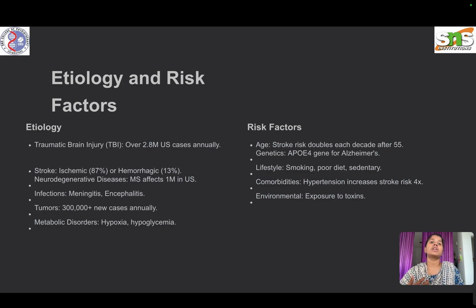And risk factors include age, since the risk of stroke doubles every decade after 55. Genetics also plays a role, for example, the APOE4 gene in Alzheimer's. Lifestyle factors like smoking, poor diet, and inactivity contribute, as well as medical conditions such as hypertension, which increases stroke risk by 4 times.